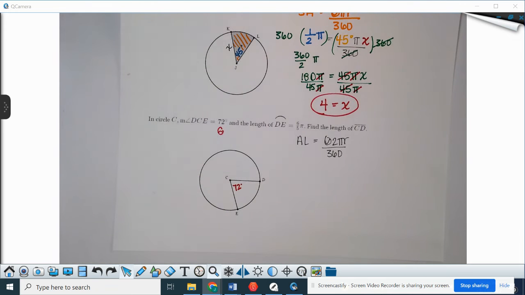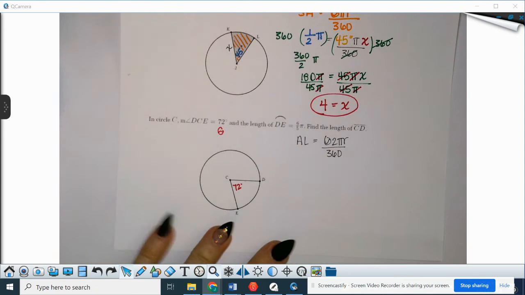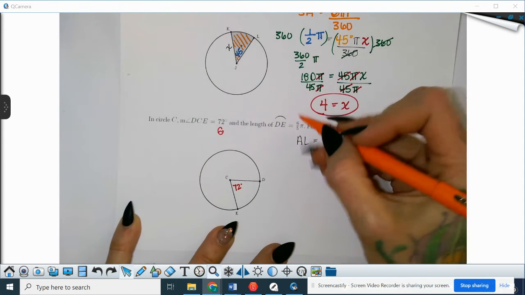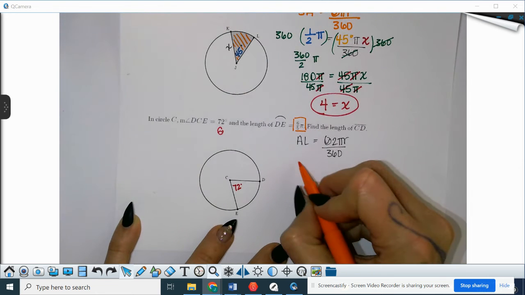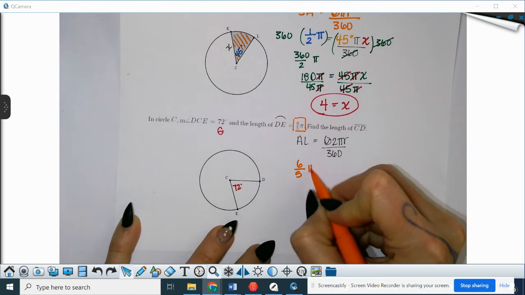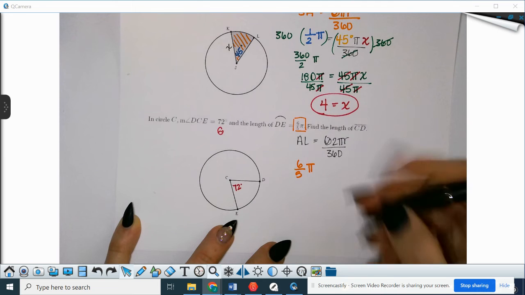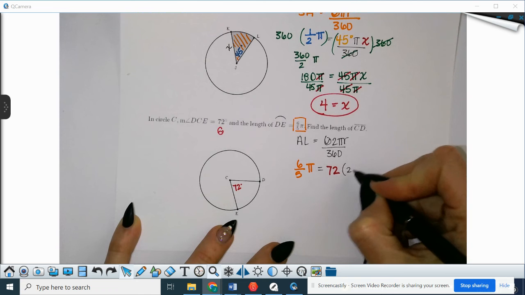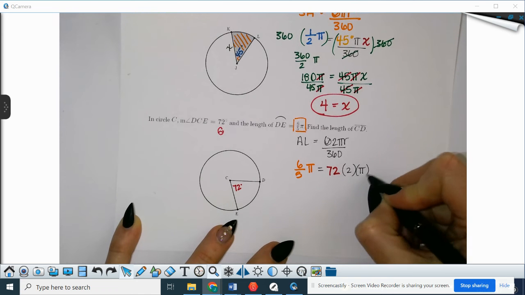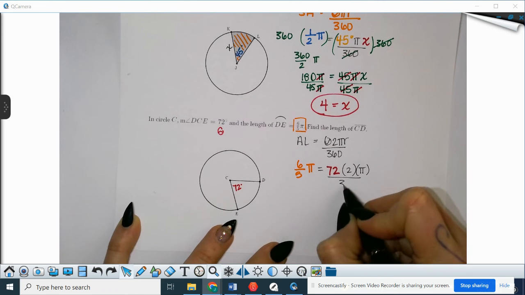So we're going to take what we know and put it in the place that we need it. So we have a theta, and we have the arc length, so that's going to go on this side of our equal mark, because it is the output. It is what we typically are solving for. Our degree measure, or theta, is 72. 2 will always be there. Pi will always be there. And we're going to divide by 360 every time.